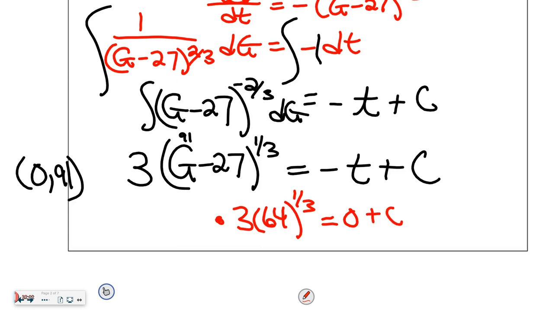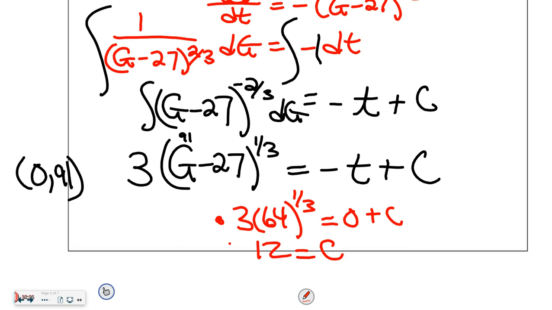You have to know how to do that in your head. What's 64 to the 1/3 power? Also known as the cube root of 64. It should be nice because you don't have a calculator. What's the cube root of 64? 4. That's 3 times 4, technically. So 12 is equal to c.